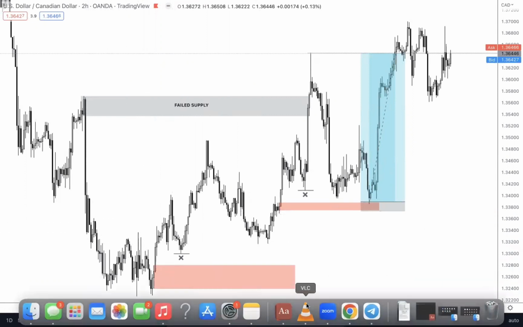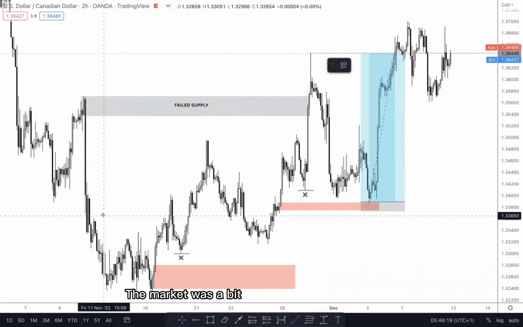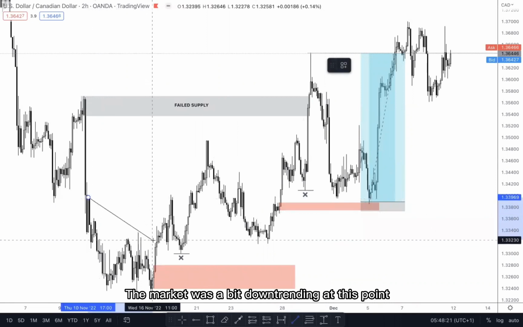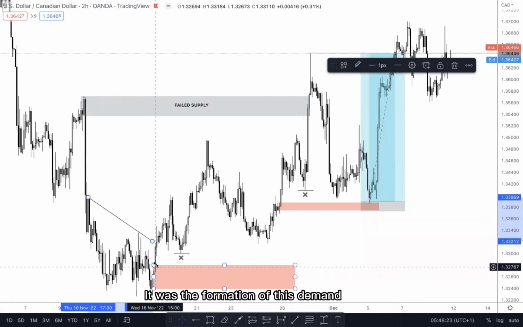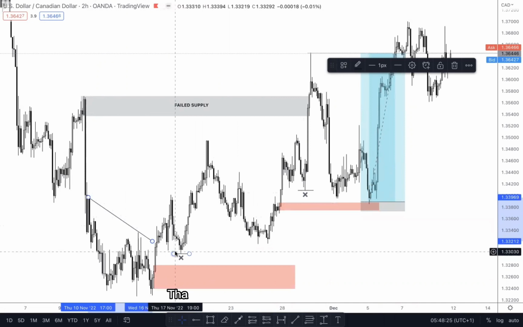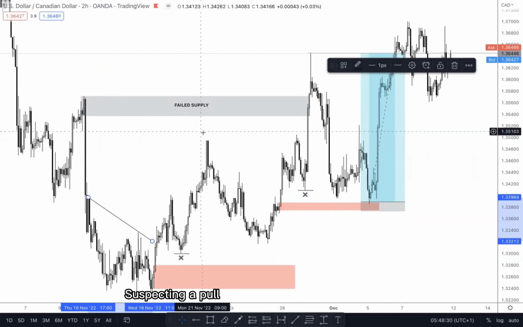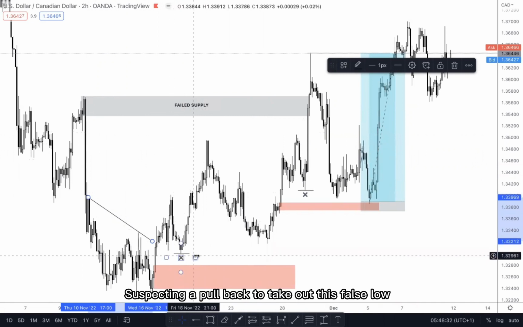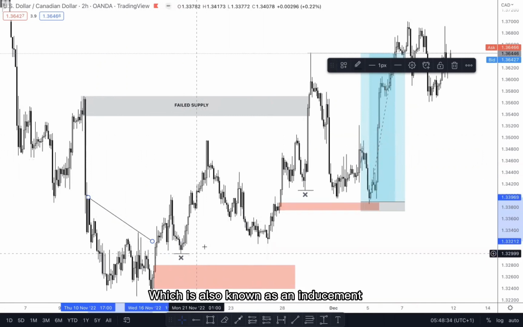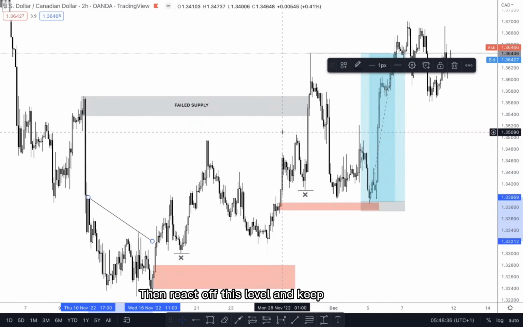If you notice, the market was a bit downtrending at this point. So it was the formation of this demand level that took out all this supply that led to this large momentum to the upside on the lower time frame. So suspecting a pullback to take out this false low, which is also known as an inducement, then react to this level and keep going up. But fortunately, that didn't happen for some reason.